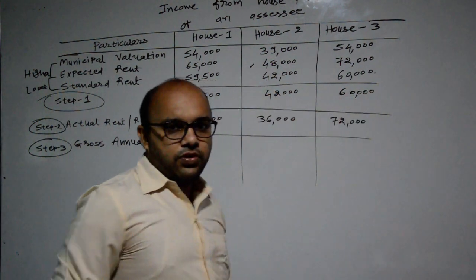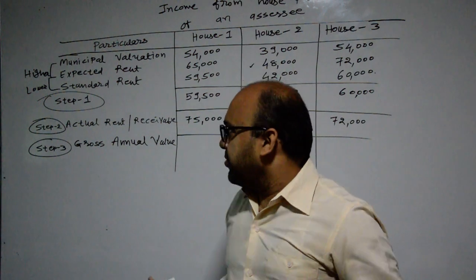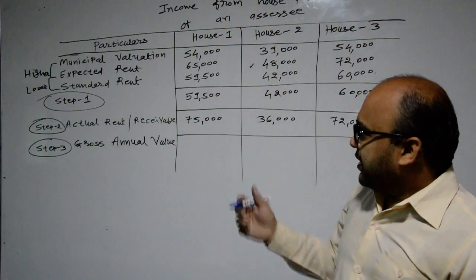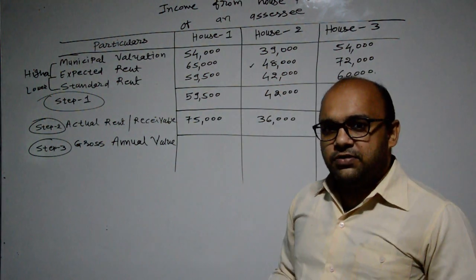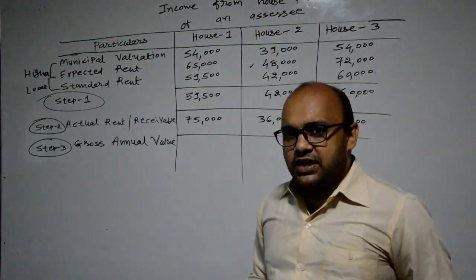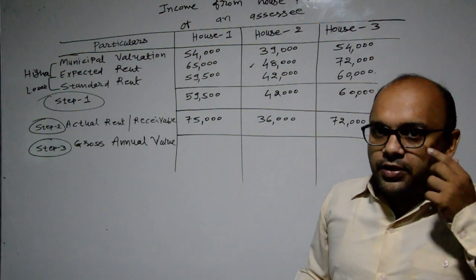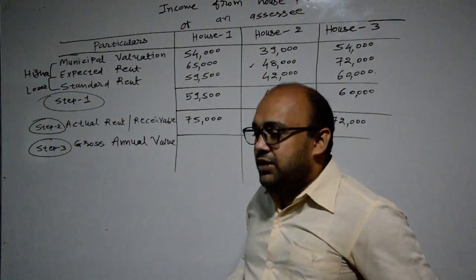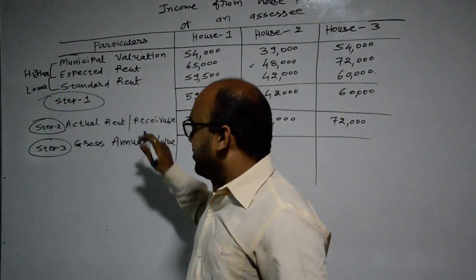Okay, so all students, you are clear about that. First of all, expected rent and municipal valuation will be compared and the higher value will be selected. Then it will be compared with standard rent and the lower value will be selected. This is our step number 1.